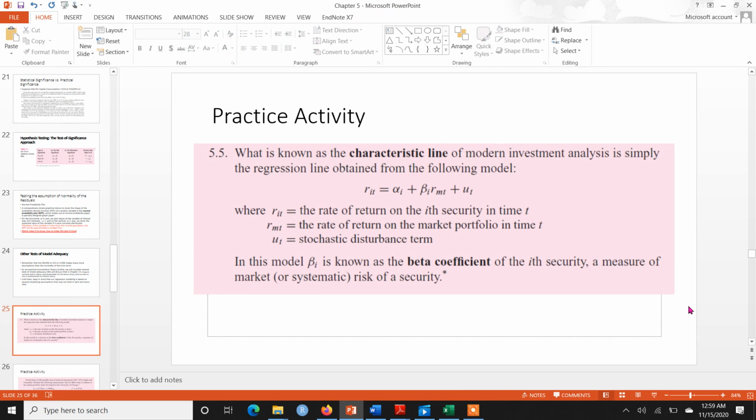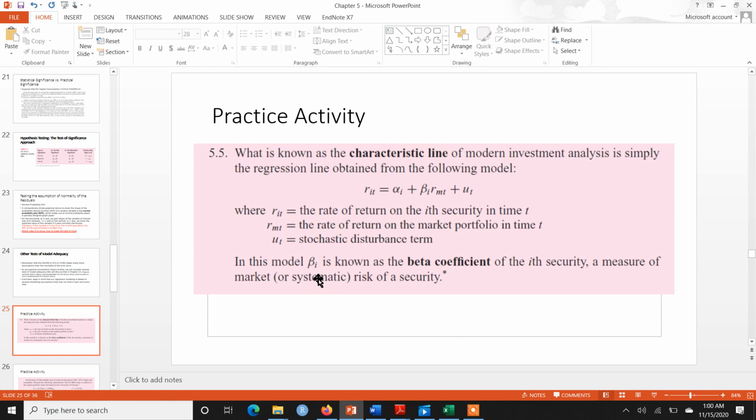So let's do some practice activities that will further solidify the concepts that we have covered in this video. This is exercise number 5.5 of chapter 5. Let's say we are given data relevant to the stock market. You see that here RIT is the rate of return on the ith security in a given time t, where RMT is the rate of return on the market portfolio. Actually, even if you don't have much knowledge of finance, let me tell you that this is linking the returns of one stock to the returns of other stocks, because a portfolio is always made of different stocks. So how one stock is dependent upon the performance of the entire portfolio could be analyzed if we run this regression.